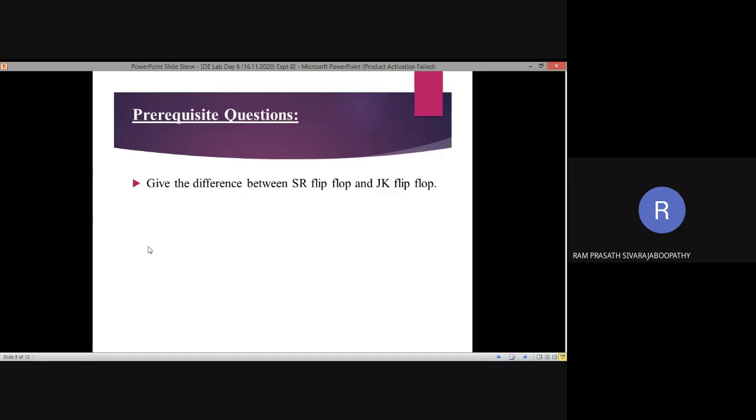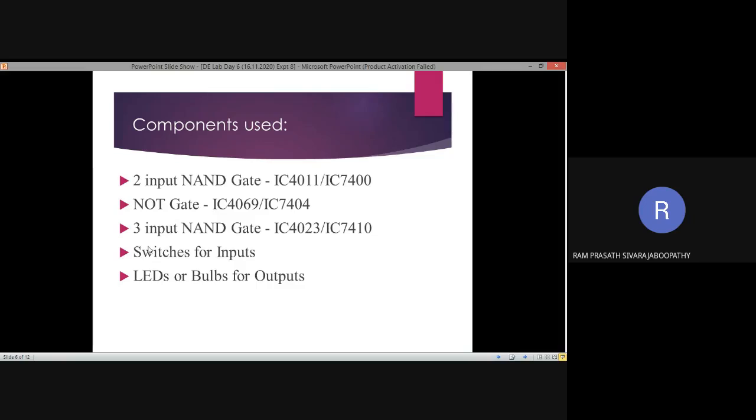Complement. Toggle, we can say toggle. Whatever the previous state, that will get complemented. That we can say as toggle. Thank you, Jivita. So in SR flip-flop, if both the inputs are high, then the output will be indeterminate, whereas in JK flip-flop, it is termed as toggle state. That's all. So these are the components required for designing all these flip-flops.